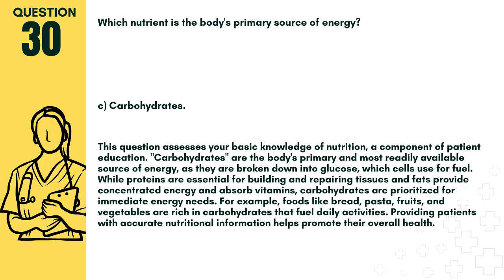Answer: C. Carbohydrates. This question assesses your basic knowledge of nutrition, a component of patient education. Carbohydrates are the body's primary and most readily available source of energy, as they are broken down into glucose, which cells use for fuel. While proteins are essential for building and repairing tissues and fats provide concentrated energy and absorb vitamins, carbohydrates are prioritized for immediate energy needs.